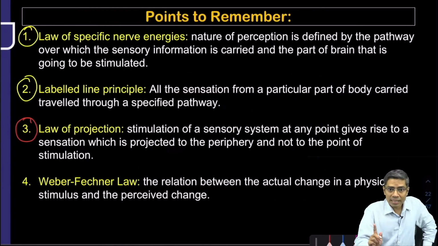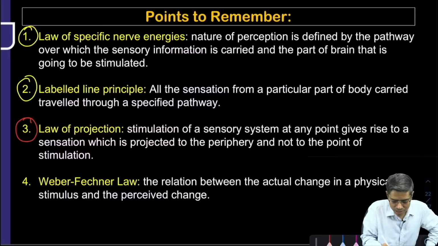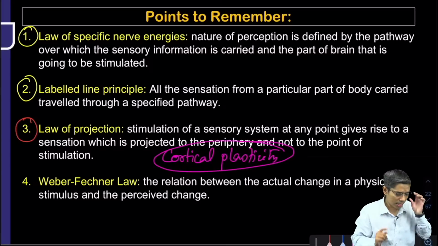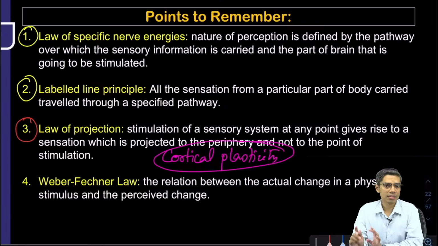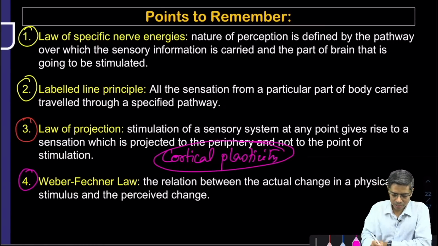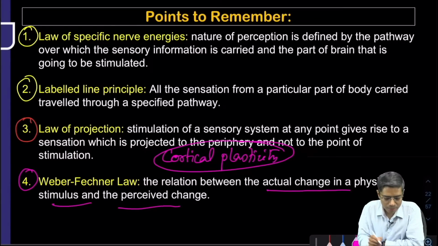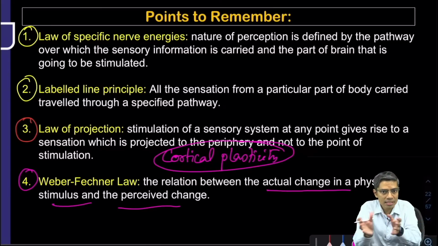So, phantom limb is explained by two things: one is the law of projection and the second is cortical plasticity. Just remember this term, cortical plasticity. These two are the explanations of phantom limb sensation. And the fourth law, you have to remember only one thing: the relationship between the actual change in physical stimulus and the perception. So, stimulus and perception, the relationship between these two.